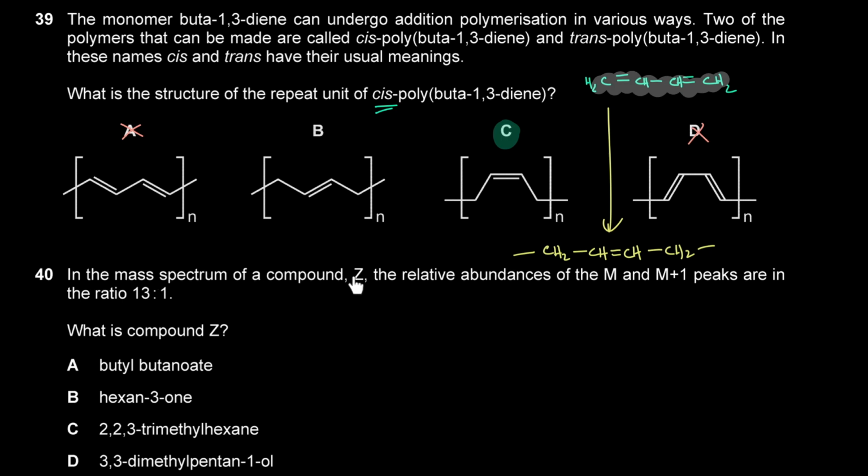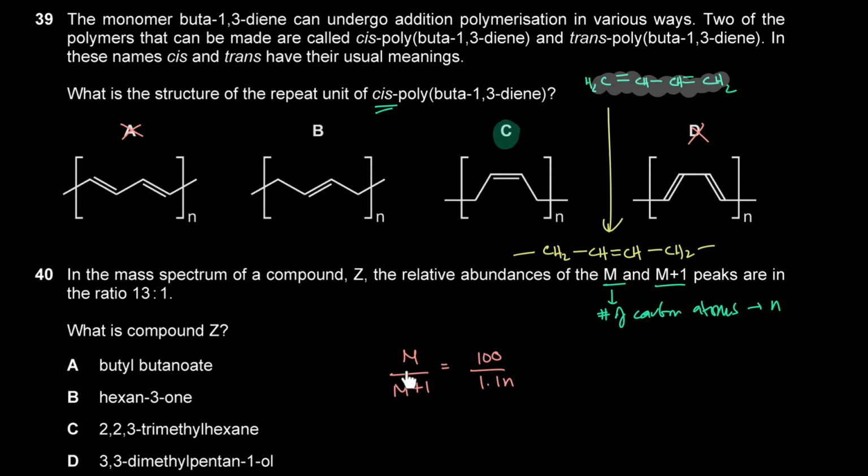In the mass spectrum of a compound Z, the relative abundances of the M and M plus 1 peaks are in the ratio 13:1. What is compound Z? Now the relative abundances of the M and M plus 1 peaks can be used to find the number of carbon atoms. We're going to use the letter N for the number of carbon atoms. The ratio of heights of the M and M plus 1 peaks is equal to 100 over 1.1N, where N is the number of carbon atoms.